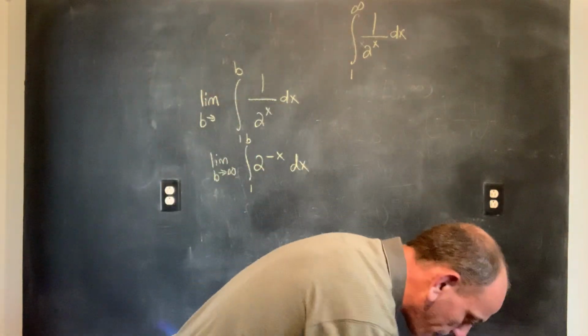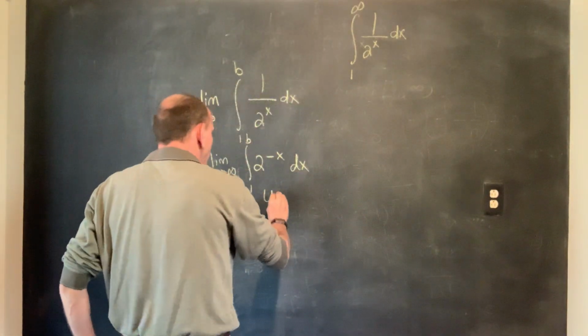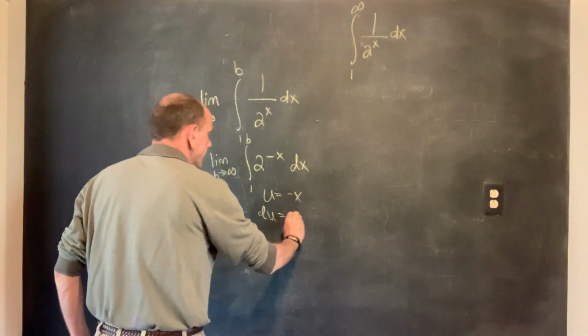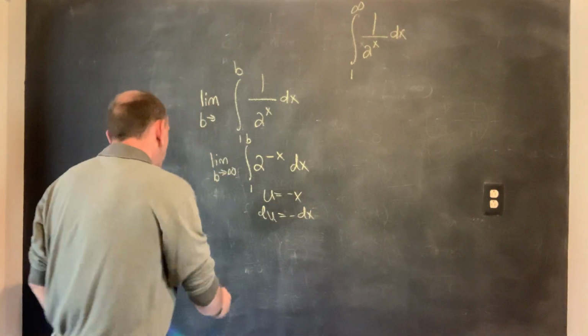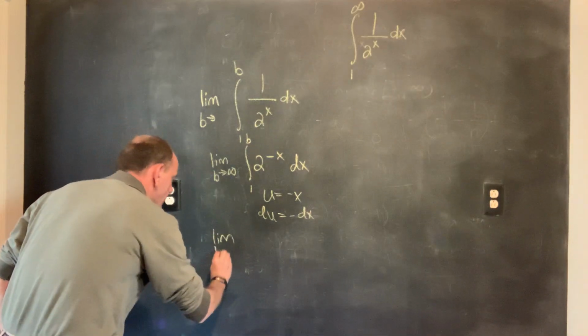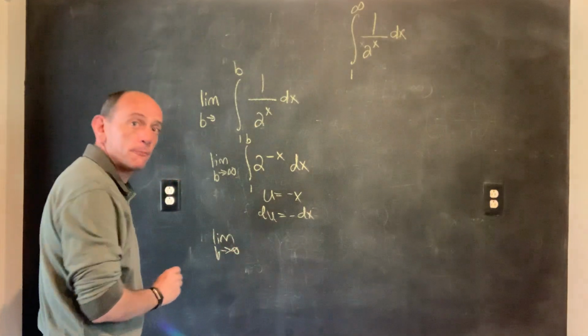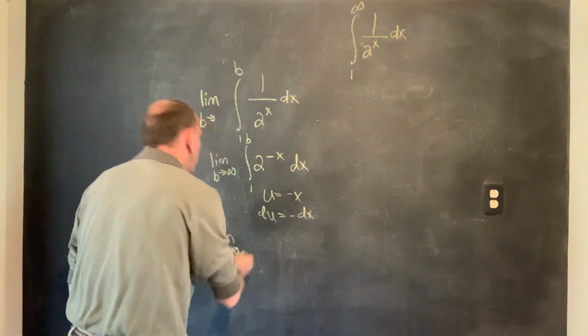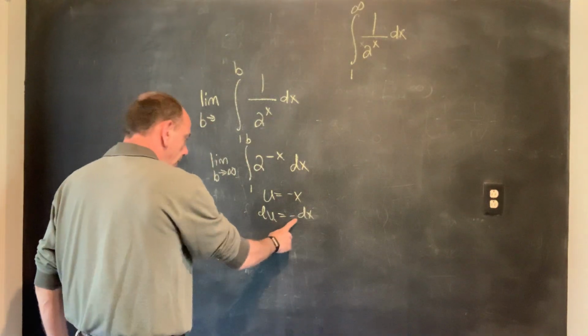This is straight up u-substitution, yeah? u is negative x, so du is negative dx. I've got the limit as b goes to infinity of, I'm going to leave this, right? Now I'm going to pull that negative outside.